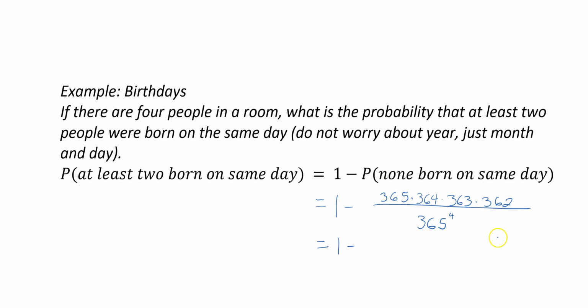So this fraction gives us the decimal 0.98364. When I subtract that from 1, I get 0.016, which tells me that there's a 1.6% chance that out of a group of 4 people, at least 2 were born on the same day.